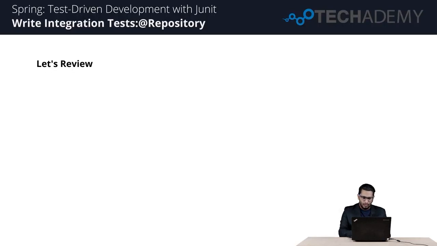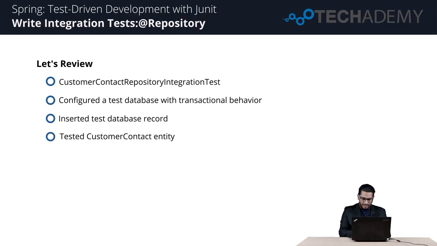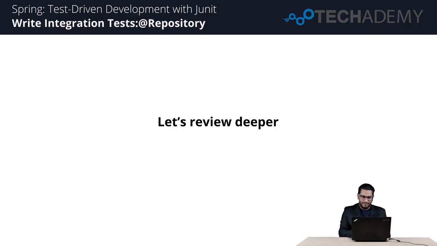Okay, so let's review what we have achieved over here. So we created a test class for our data repository. It was an integration test. We configured a test database with the transactional behavior. We asserted our test database record by accessing the test entity manager. This allowed us to test whether our find by method was working. It is also a form of entity testing. So it tested the customer contact entity. So here we are making sure that all of the mapping is correct between an entity and the table that it represents. However, a lot more happened, so we'll review a little deeper.